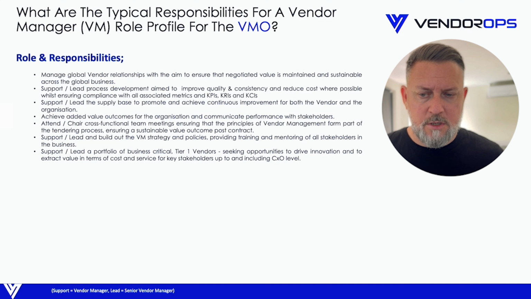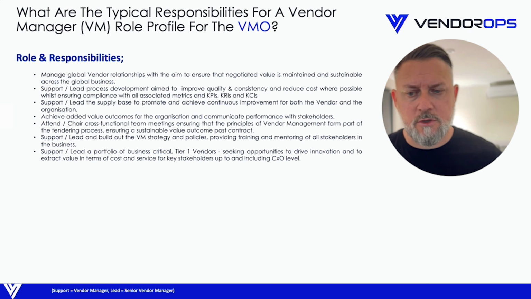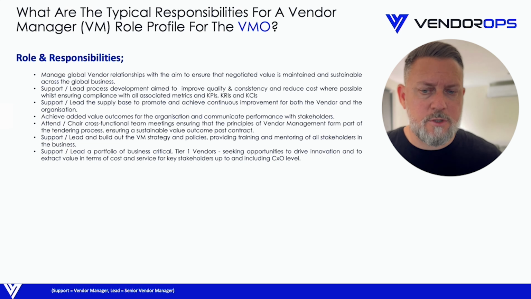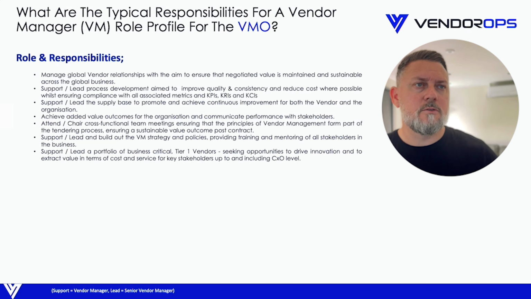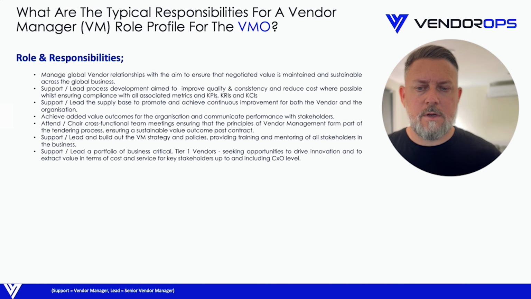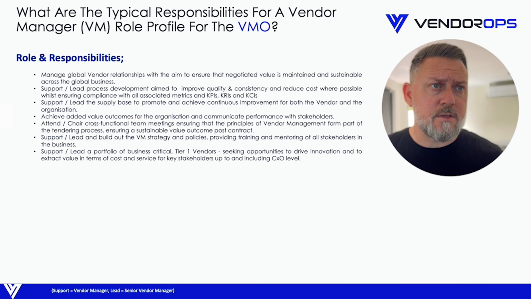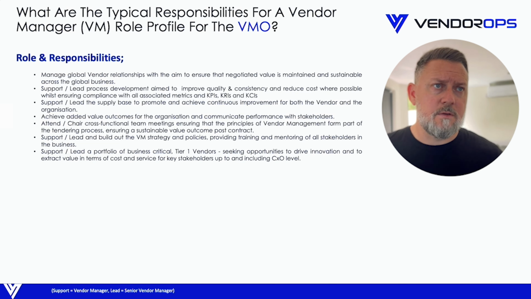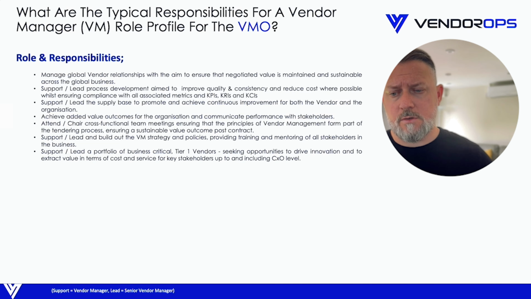Look at how you would determine the portfolio of business critical vendors and suppliers, sort of tier one vendors, where you can seek opportunity with them to drive innovation, joint account planning, etc., and where you can extract more value from the relationship. In some cases, interacting including up to sort of CXO level, so any C-level representative or sponsor that there is on the contract or the program.